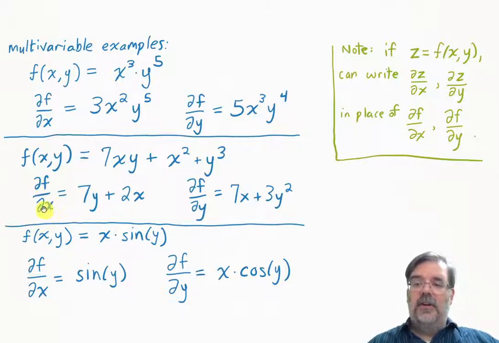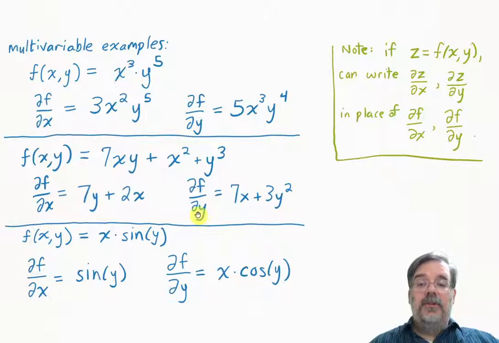So first, think of x as your variable and y as a constant. The derivative of 7xy, and 7 and y are constants, so you have a constant times x. The derivative of a constant times x is that constant, in this case 7y. The derivative of x squared, with respect to x, is 2x. The derivative of y cubed, remember, with respect to x, y cubed is a constant, and the derivative of a constant is 0. So this is the partial derivative with respect to x.